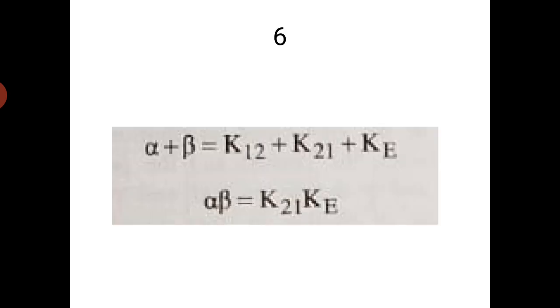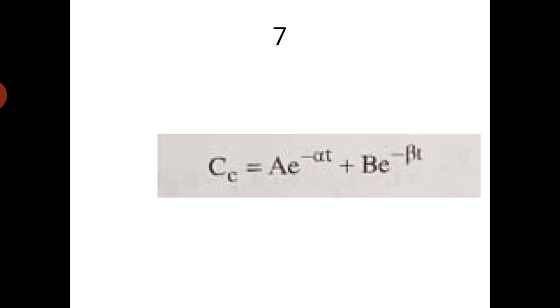Alpha and beta are the two micro constants. They are micro constants because after integration, alpha plus beta is written as the sum of K12 plus K21 plus Ke, and alpha beta is written as the product of K21 and Ke. So the product of K21 and Ke is summarized as the product of alpha beta, and the sum of K12, K21 and Ke is summarized as alpha plus beta. That's it. So these are the alpha and beta.